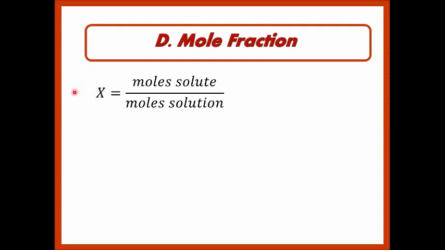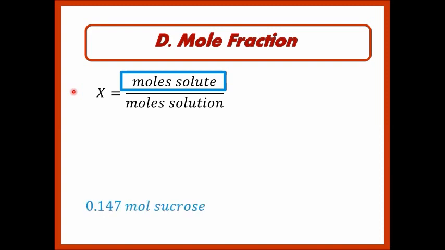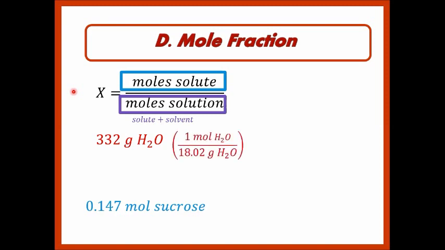In order to calculate the mole fraction, we need to know the moles of solute and the moles of solution, solute plus solvent. We previously calculated that there is 0.147 moles of sucrose in solution, but we do not know the number of solvent moles present. Since we just calculated that there are 332 grams of water in solution, we can divide by the molar mass of water, which is 18.02, in order to convert grams to moles. We thereby calculate that 18.4 moles of water are present.